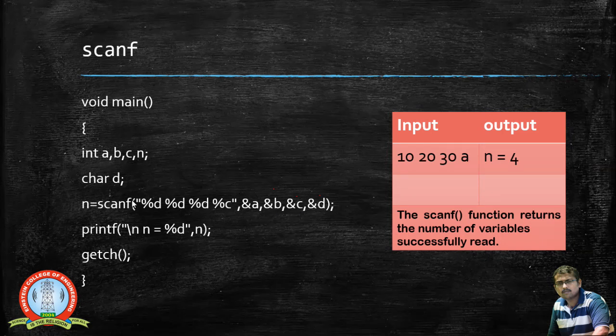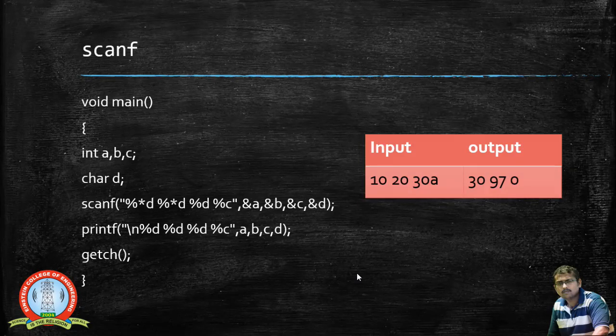Now, as I said earlier, the scanf will return the total number of values it has scanned, accepted and stored. So when you look into this, the total number of values it has accepted and stored is 4. That gets returned and is stored in this n. So when I try to print the value of n here, it prints the value of n as 4. So the scanf function returns the number of variables it has successfully read.